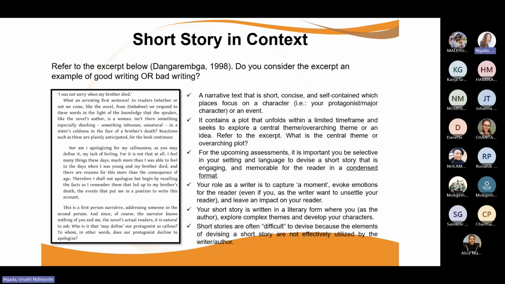All right. So please ensure that when I give you information on the elements that pertain to writing a short story, you effectively utilize them in assessment 2 and assessment 3. So before I proceed to the next slide, are there any other questions? Does anyone have any questions regarding the short story or this slide?